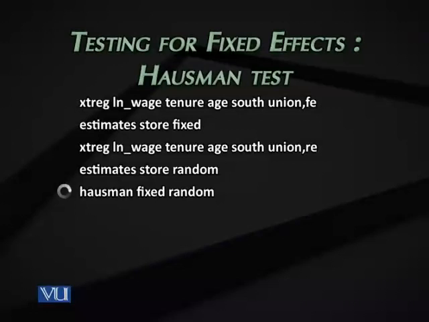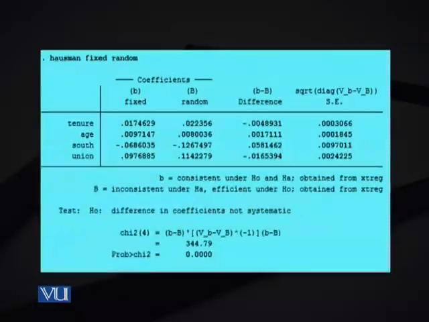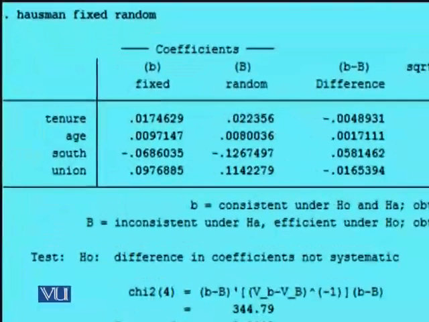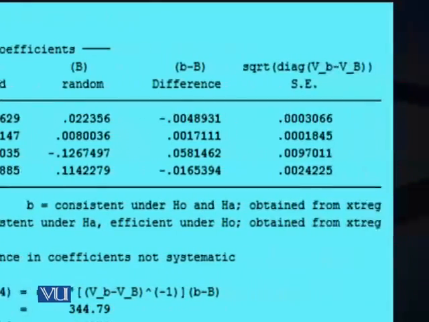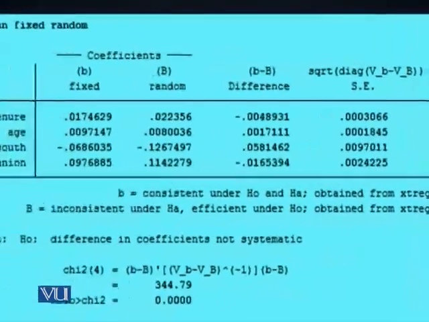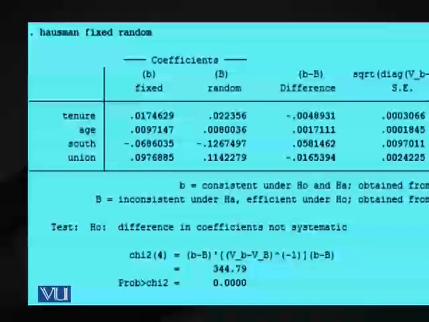You will write the command hausman fixed random, and the results are in front of you. So you have the coefficients for the fixed effect model in column 2. Column 1 is the name of the variables. And then you have random effect coefficients. Then you have the difference. And then you have the standard error. So this is tested. The hypothesis is rejected, in fact, here, because the probability greater than chi2, chi square, is 0. So we reject the hypothesis and conclude that the fixed effect model is better.